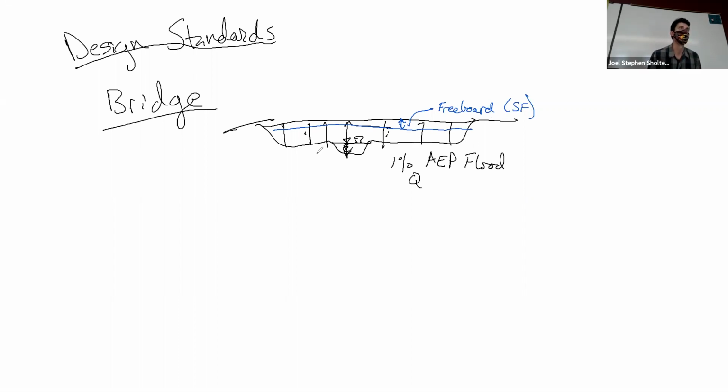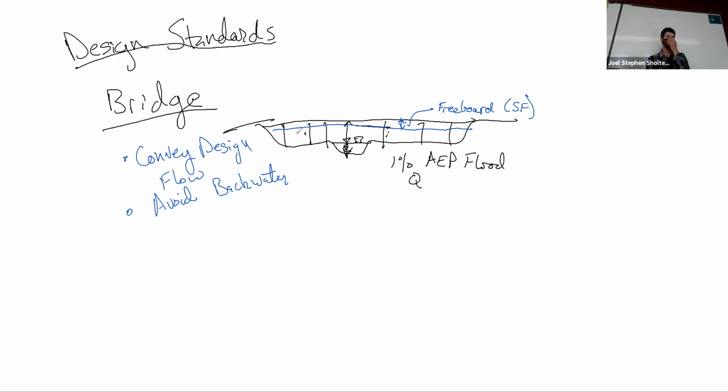So we want to be able to convey the flow. So for bridges, we want to convey some design flow underneath. We want to avoid backwater. And the idea is if the flow approaches the bridge decking, it can back the water up. You might get overtopping, and you could destroy the bridge.